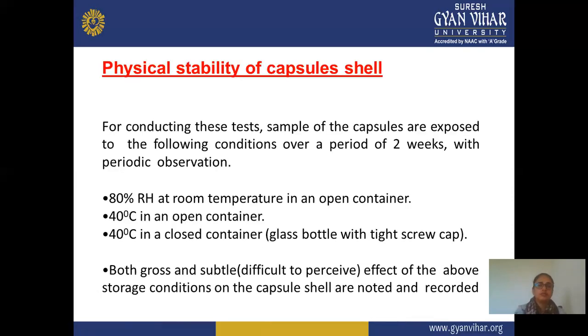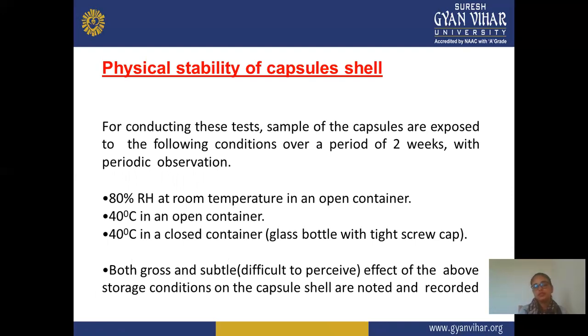Next is the physical stability of the capsule. This is the stability of the formulation or the proper condition of your capsule, meaning how stable it is for storage or during storage. For conducting this test, samples of the capsule are exposed to the following conditions over a period of 2 weeks with periodic observation. It means you put your sample in a specified normal condition or expose it to another condition for 2 weeks, or at least 14 to 15 days, and during this period you observe your formulation continuously. These are the conditions required for the physical stability test of the capsule.